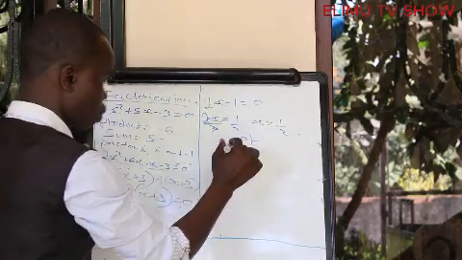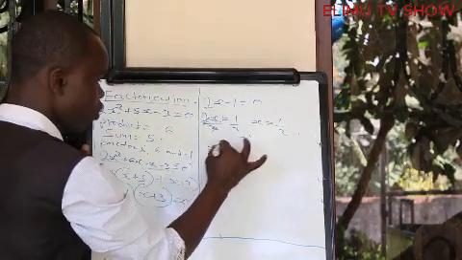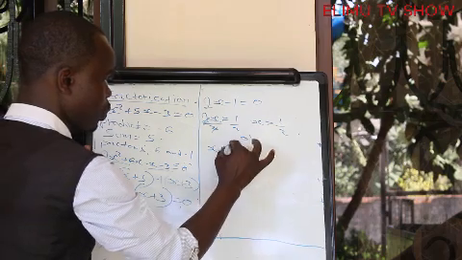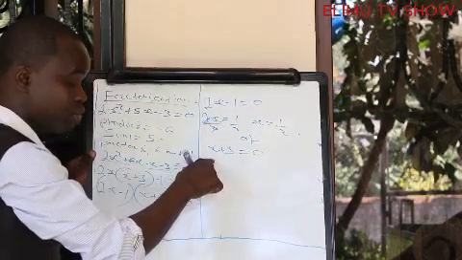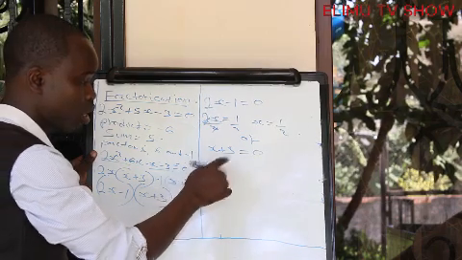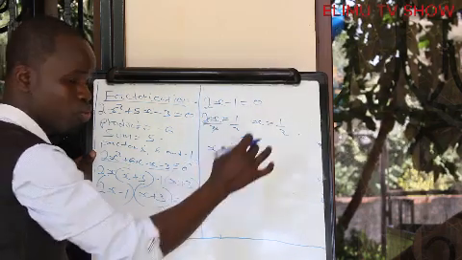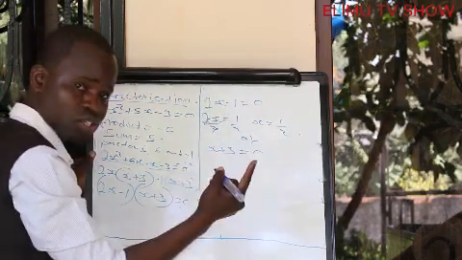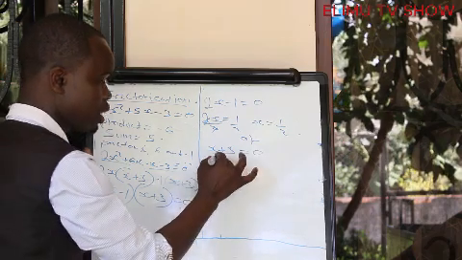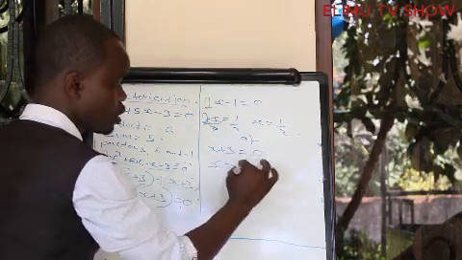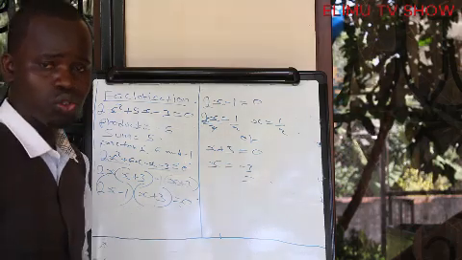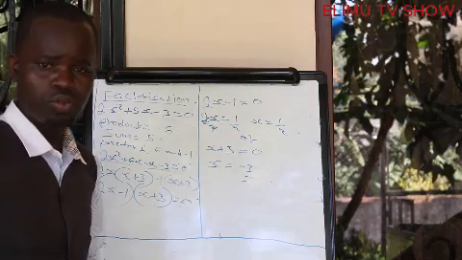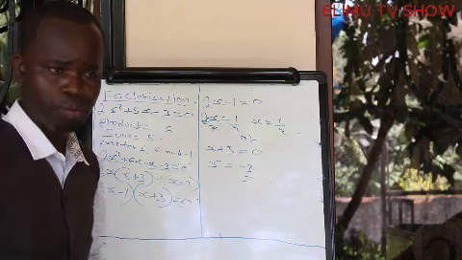Or we also have x plus 3 is equal to 0. If we make x the subject of the formula, this positive 3 will cross the equal sign. If it crosses the equal sign, it will become negative. So we are going to have x is equal to negative 3. So this is how we solve a quadratic equation using the factorization method.